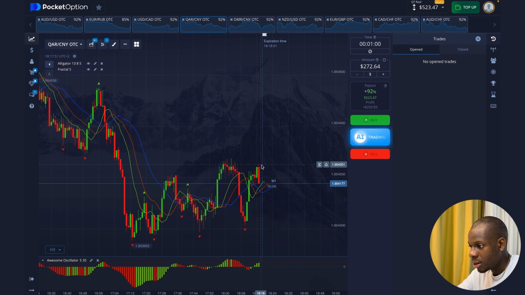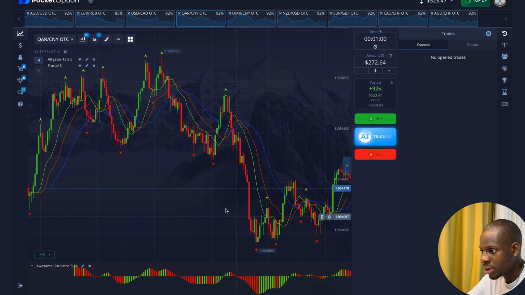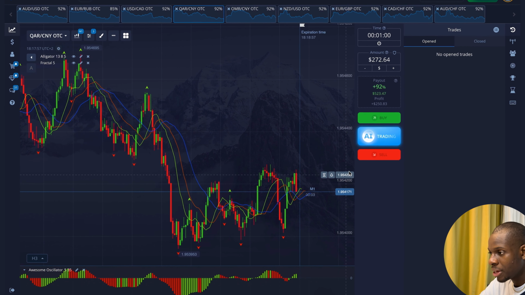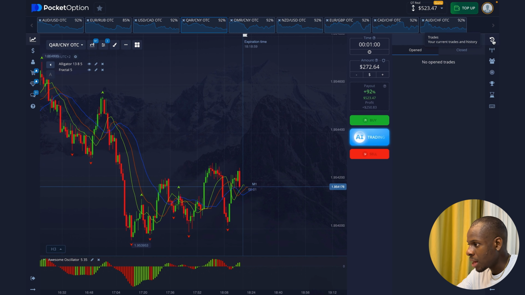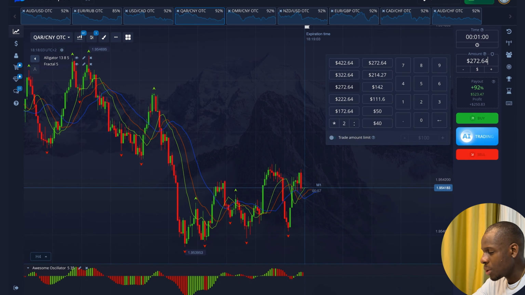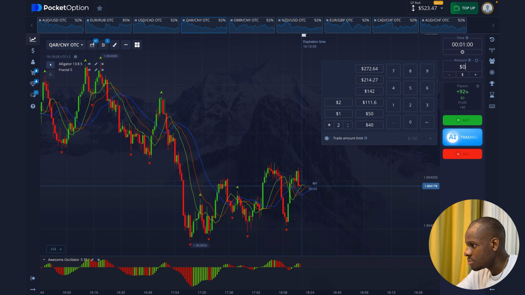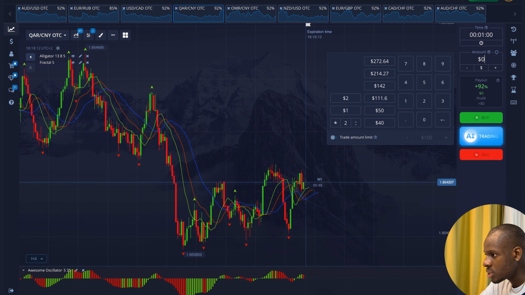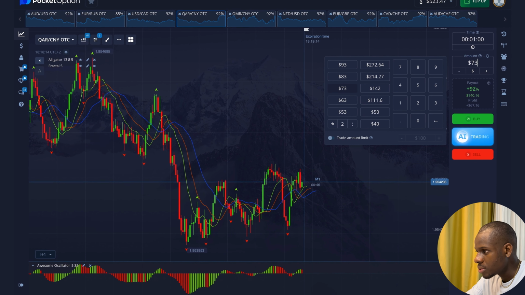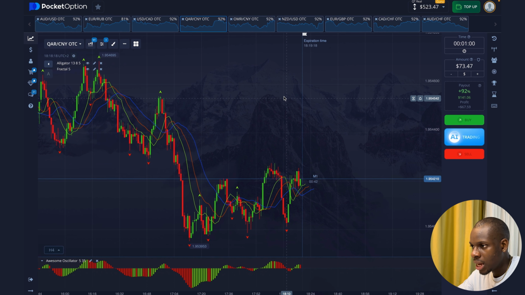Having this pullback now, and we're lucky that we didn't actually close our trade. There's so many factors actually in play, so I'm happy that we had that trade go in. Let's just get one or 2 more trades in, and I'm not gonna risk everything because I'm really satisfied with the profits we've made so far. So let's just say $73, and let's get one more trade in and see how it plays out.